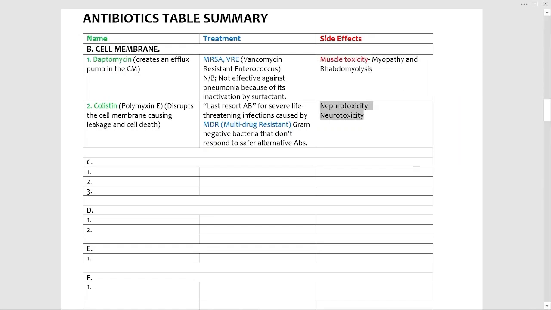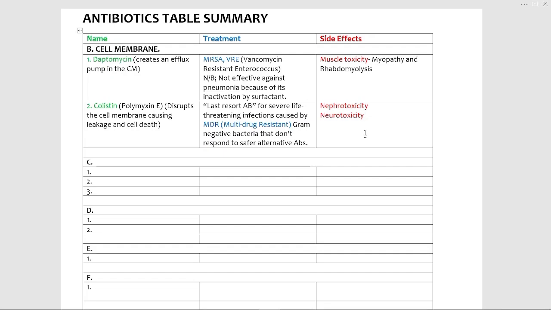So those are the drugs that work on the cell membrane. If you think of antibiotics that work on the cell membrane, think of daptomycin and think of colistin. If you don't see colistin, look for polymyxin. Those are the drugs that are much effective when it comes to working on the cell membrane. Yeah, so that's all about the cell membrane. Now let's move to the next one.